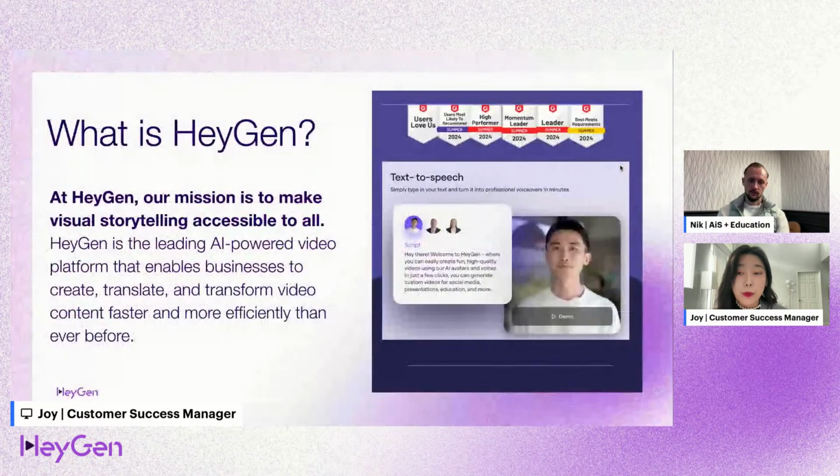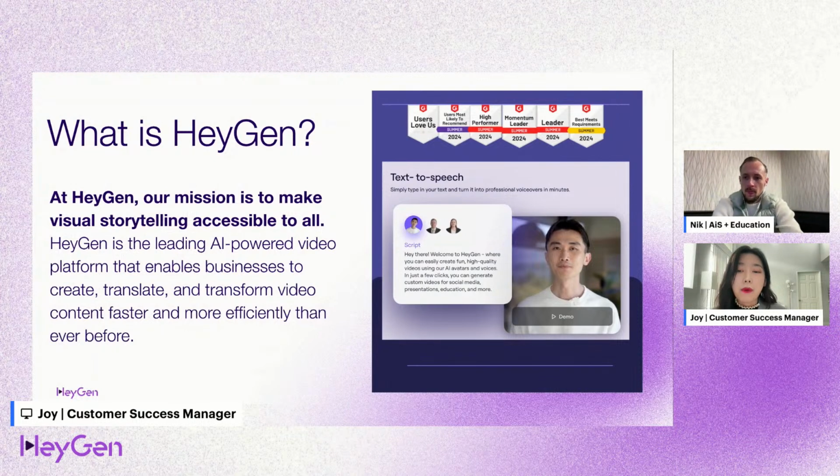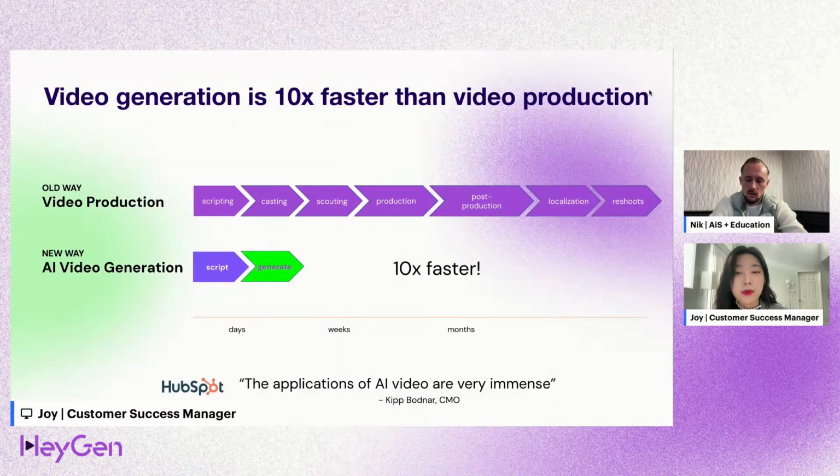Firstly, we want to introduce what HeyGen is. At HeyGen, our mission is to make visual storytelling accessible to all. We are trying to build all-in-one AI solutions to help every business create videos in a very fast and easy way. Our AI product helps you create, translate, and even personalize your videos.